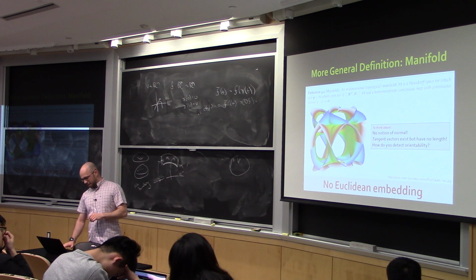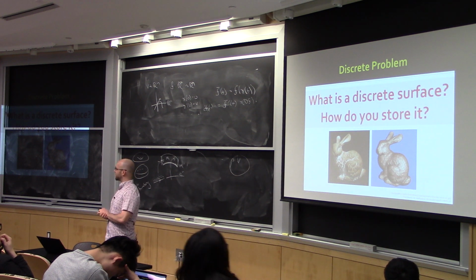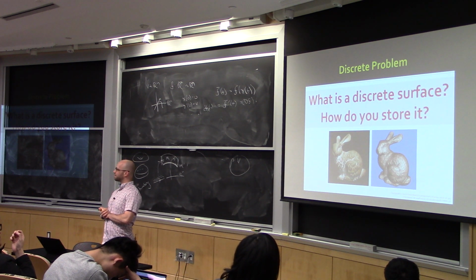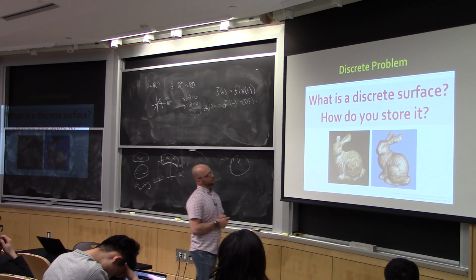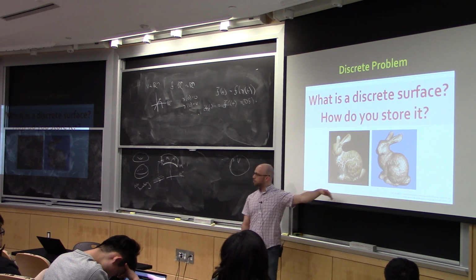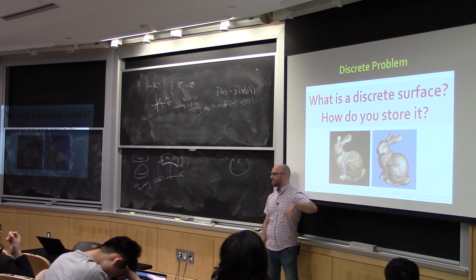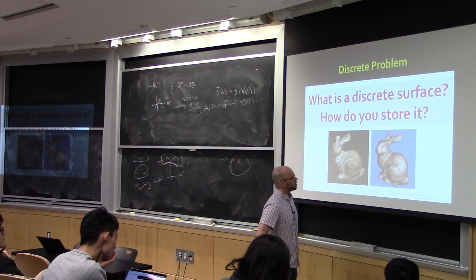Okay. So unlike our last couple of lectures, we're done with the theory part, and now we can talk about discrete stuff. It's a little faster than before. Our discrete problem here is: what is a discrete surface, and how do you store it on the computer? Here I've shown you the most famous example of a discrete surface, although I was looking this morning, and I think this is remeshed.